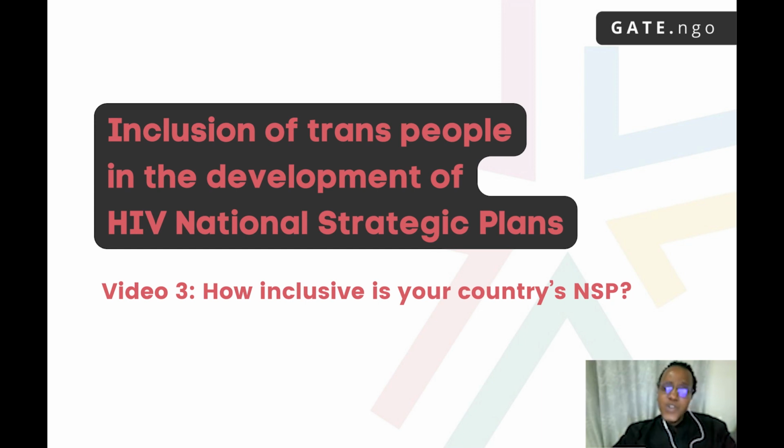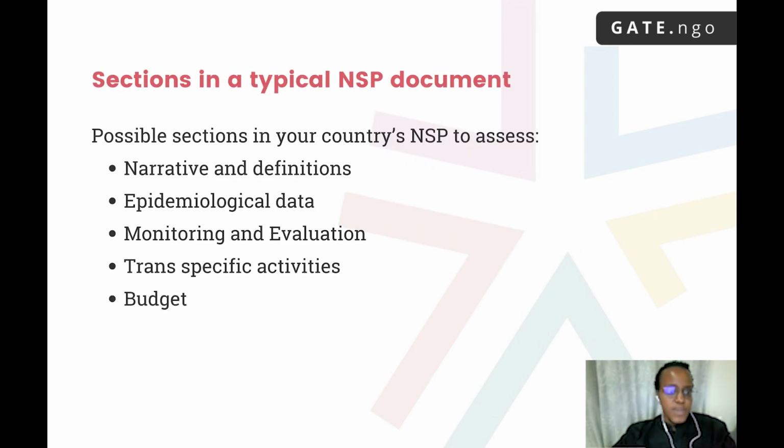And in this video, we want to ensure that you know where to start when undertaking a detailed analysis of your country's NSP, looking particularly at trans inclusion. This is because an inclusive national strategic plan really sets up the adequate framework that helps us hold states accountable to their commitments. So it's important that when we look at a draft document or when we look at an existing document, we are being really thorough about it.